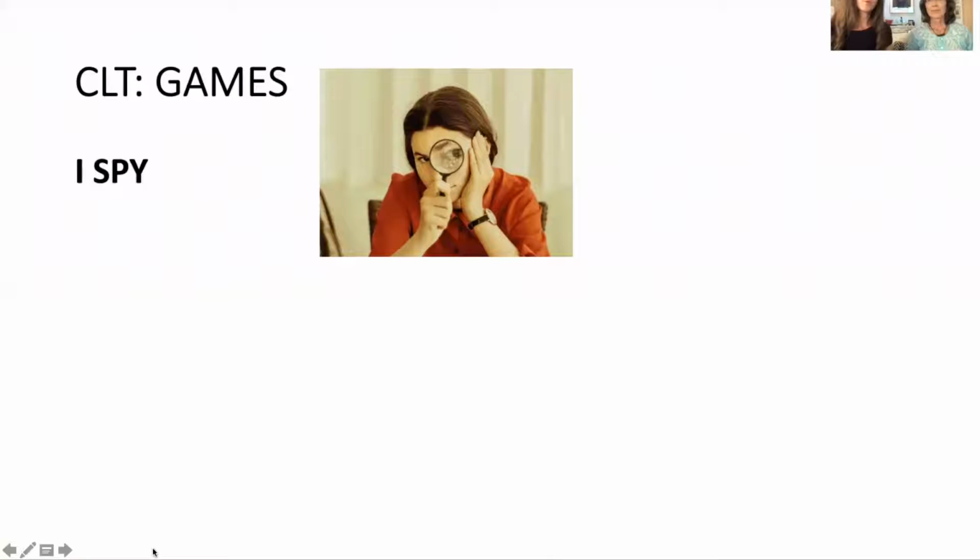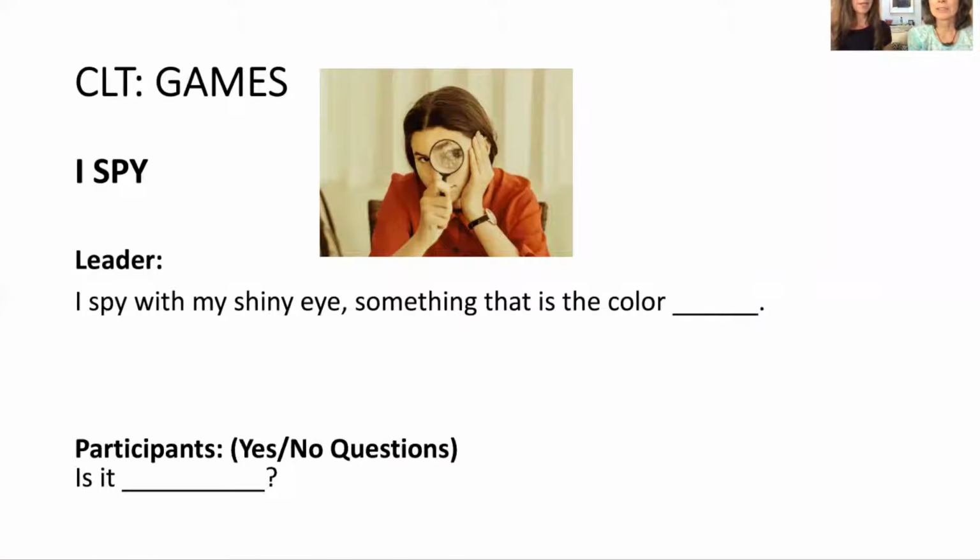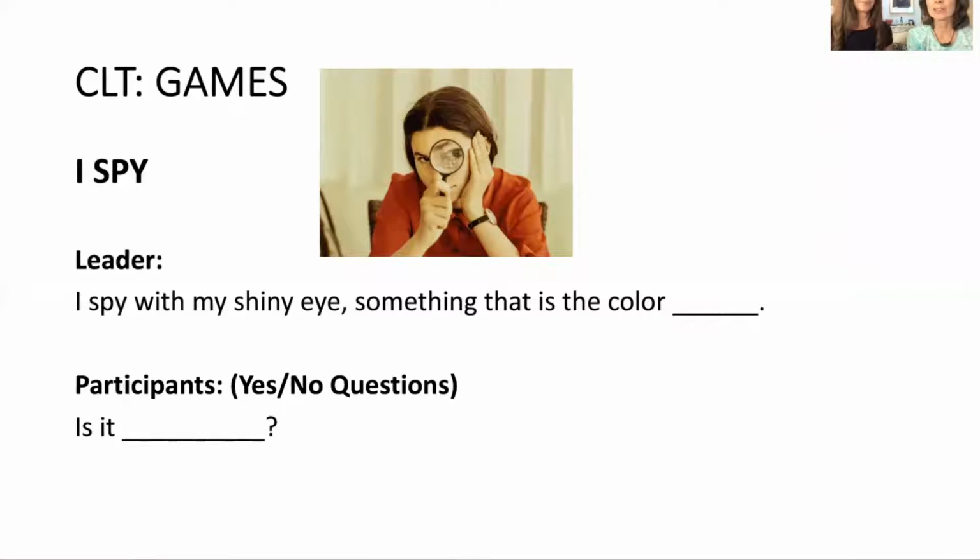Do you remember when we were doing CLT, we did I Spy? And when we did it then, we did it starting with the letter F. But let's try something different today. Let's do it around colors. I spy with my shiny eye something that is the color. Oh, okay. We can do it with colors too. Yes, exactly. And then the participant asks yes, no questions.